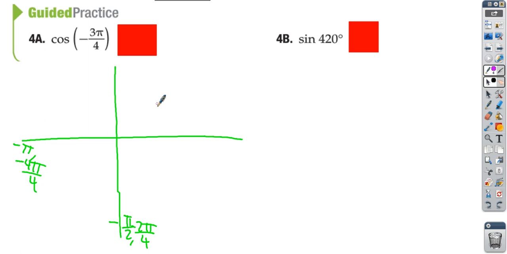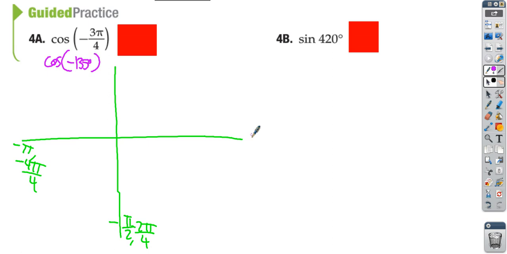Maybe we'll just do one more here just so I can show you how to do it in radians. We did change it to degrees. So if you were to change negative 3 pi over 4 into degrees, you would get negative 135. But I want to show you how you do this without having to change it.